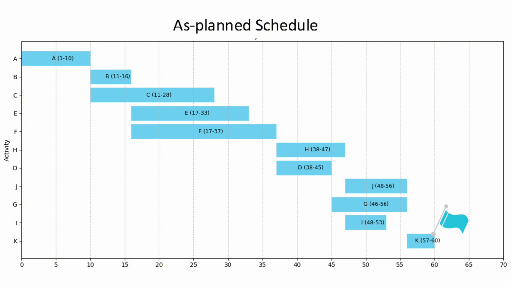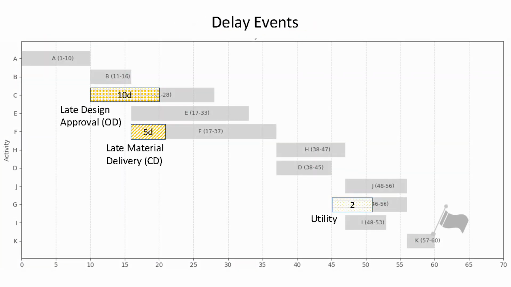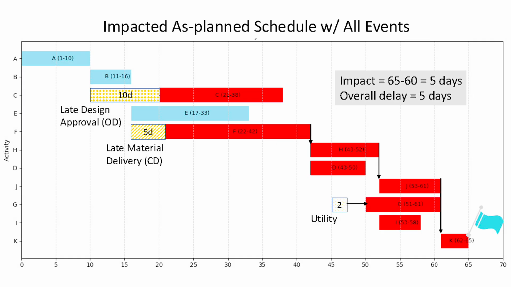However, as given, there were 3 delay events: the owner's late design approval, the contractor's late material delivery, and the third party's utility relocation delay. To find the impact of all these delays to the project, we build the first impacted schedule by inserting to the baseline all the delay events in the order they happened. This version of the schedule now shows the project finishing in 65 days. So we've got an overall delay of 5 days compared to the baseline.